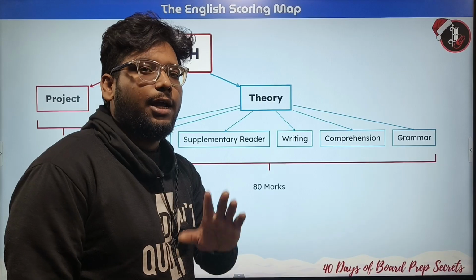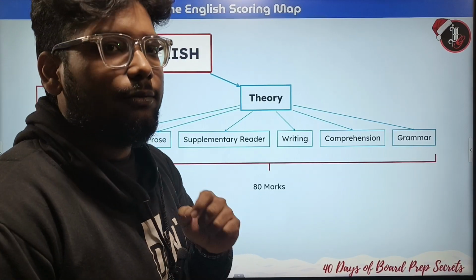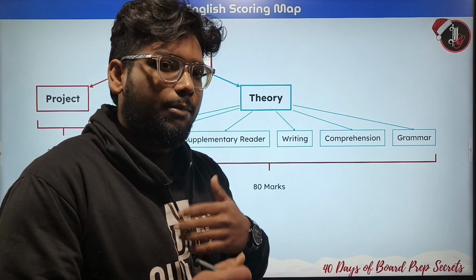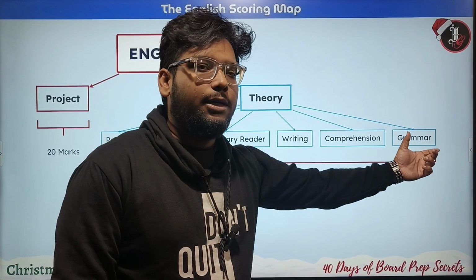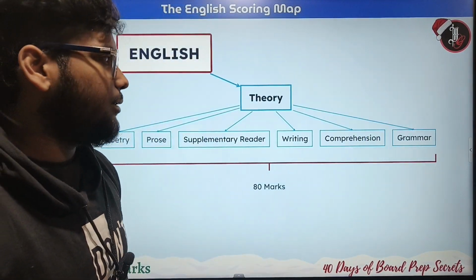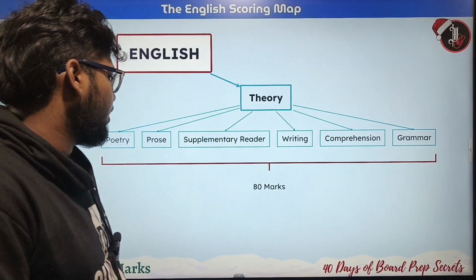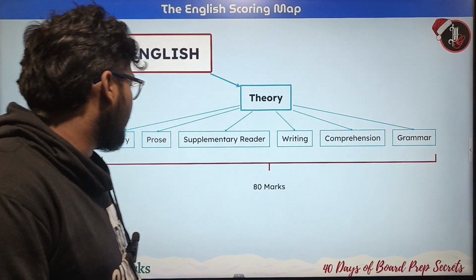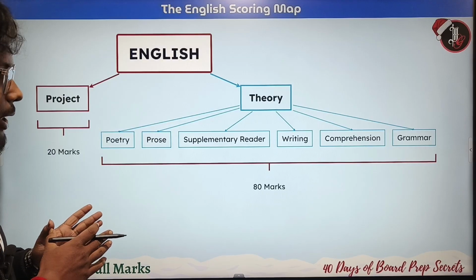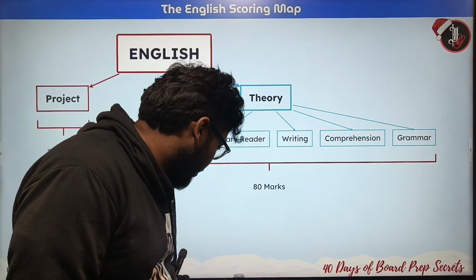Then in the writing section, you have to write only formal letters, which will come back again. And in the grammar, it's very easy. It will be very easy to get good scores in grammar. Okay, so I hope the slide is very clear to you guys. Now let's move on.